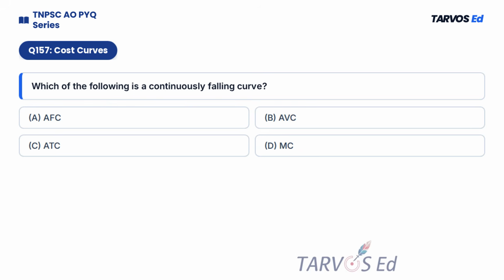Our next question is again from production economics. The question number is 157. Which of the following is a continuously falling curve? Totally, there are 7 cost curves. They are asking which cost curve is a continuously falling curve. Option A, AFC, average fixed cost. Option B, AVC, average variable cost. Option C, ATC, average total cost. And option D, marginal cost, MC. The correct option is AFC, average fixed cost.